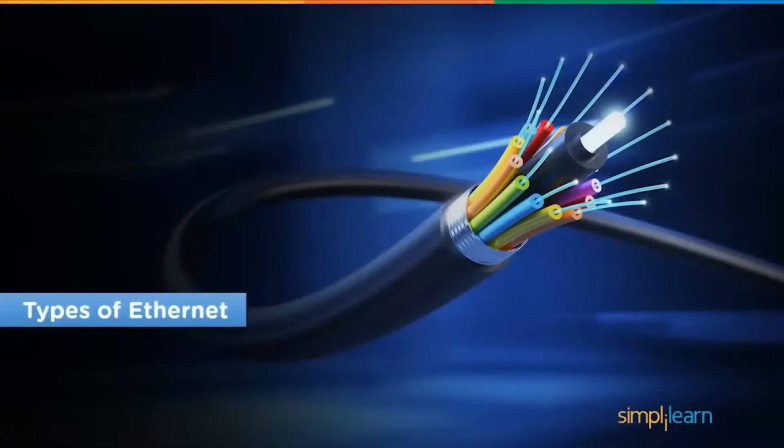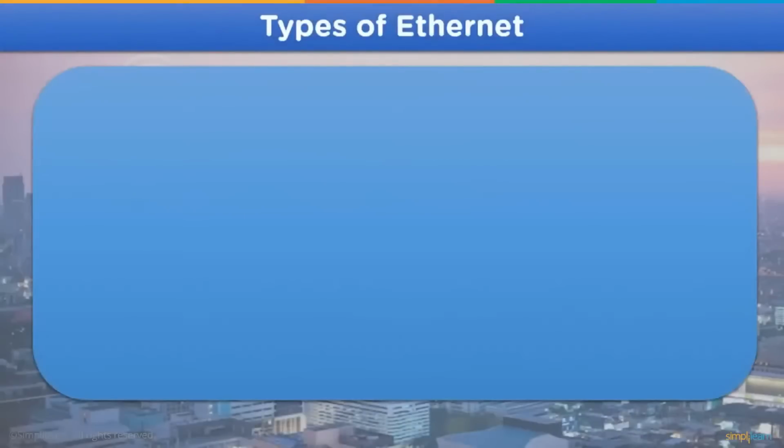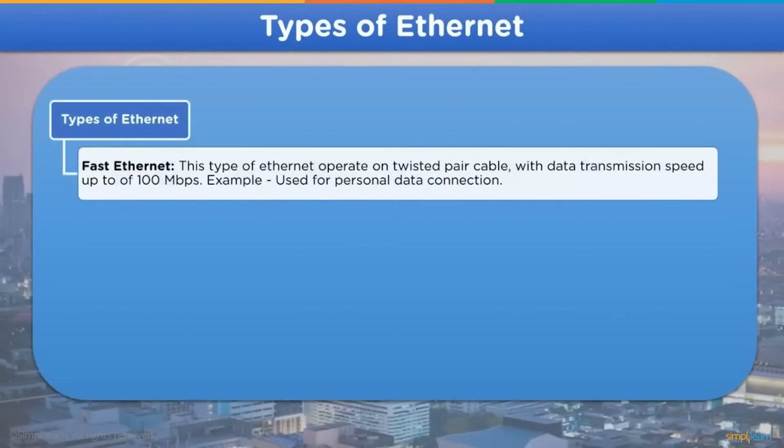Now we will look into different types of Ethernet. In general, the Ethernet is divided into three different types. First is the fast Ethernet. This type of Ethernet operates on a twisted pair cable with a data transmission speed of up to 100 Mbps per second. Fast Ethernet connections are used for personal connections or used in companies that require low internet connection.